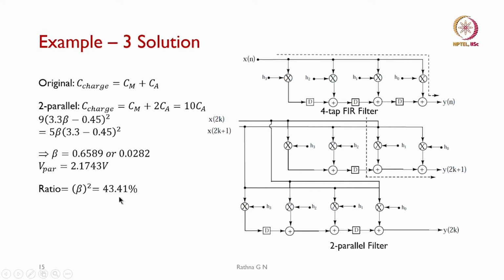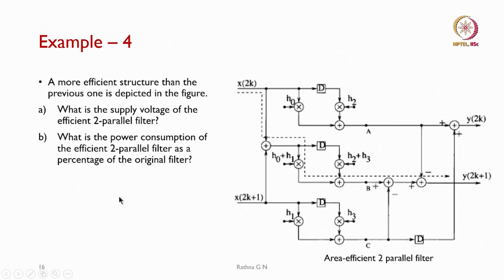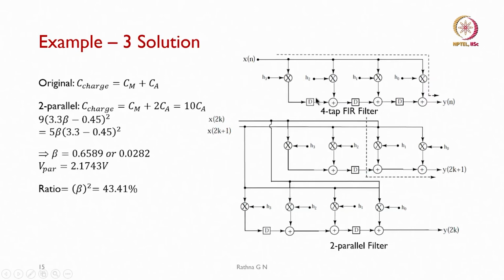43.41% in this case. So, coming to the next section, that is parallel, here what we have done is you have the 4 multipliers here and here also 4 multipliers, and you will be seeing that x of 2k and x of 2k plus 1 are the input to this structure.